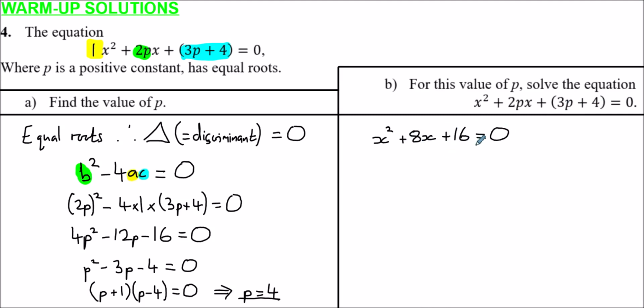So again, we can think of two numbers that multiply together to give us 16, and when we add them give us 8. That's 4 and 4. And so this is going to be x plus 4, brackets x plus 4, equals 0. In other words, x plus 4 squared equals 0. Therefore, this only has one root, which we'd expect, equal roots, when x is equal to minus 4. And that's for one and only repeated solution.